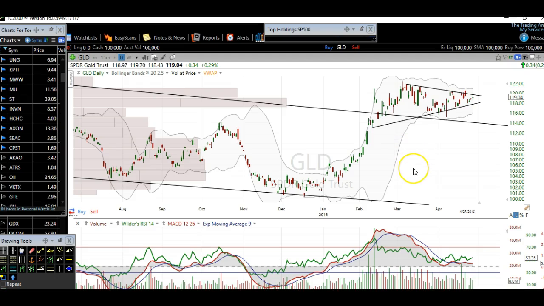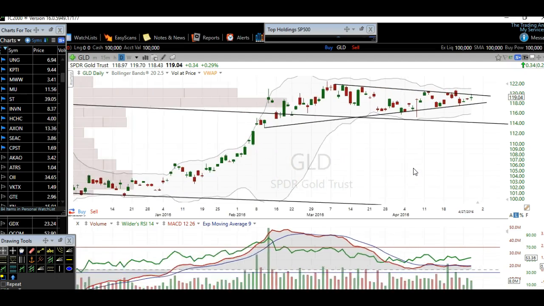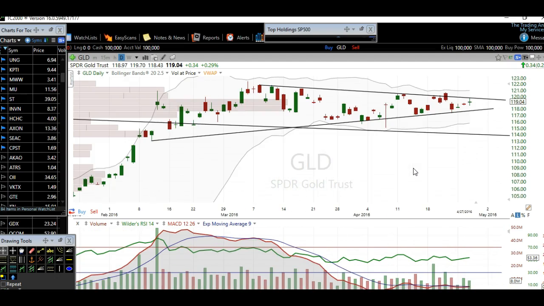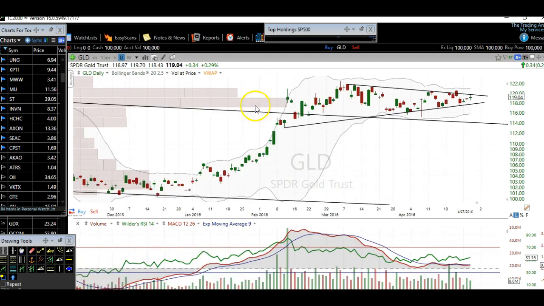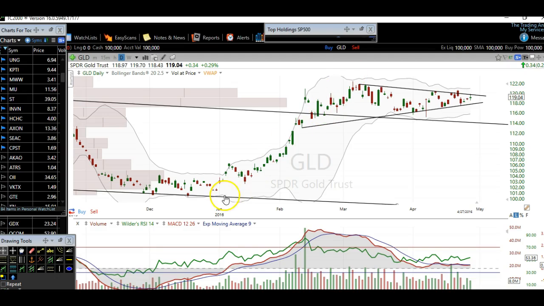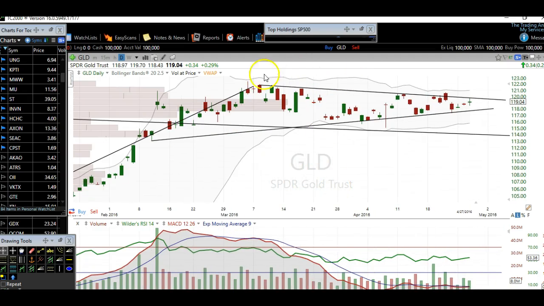Now, looking at the daily chart time frame, what we have here is what I am calling a very large bull flag. So here's the pole right here. I'm just going to draw it so you can see it right there. There's the flag pole, okay? And then we've got the flag. We've got this uptrend line right here, and then we've got this downtrend line right here.